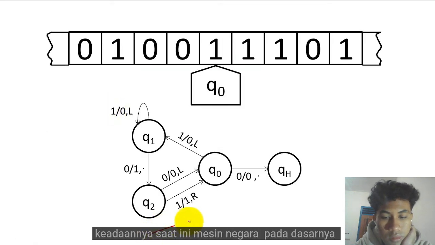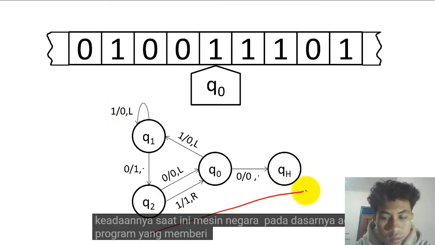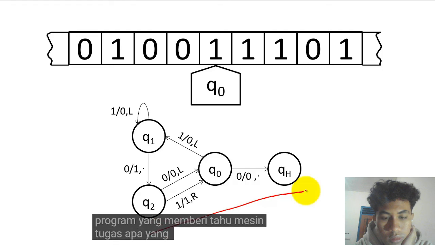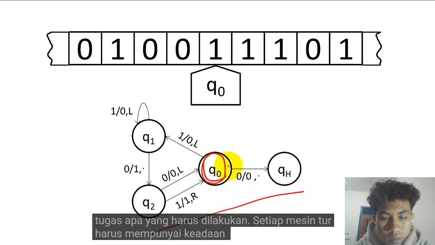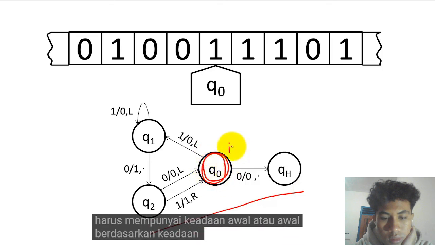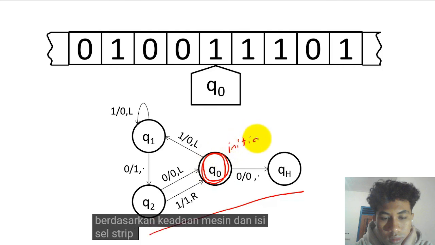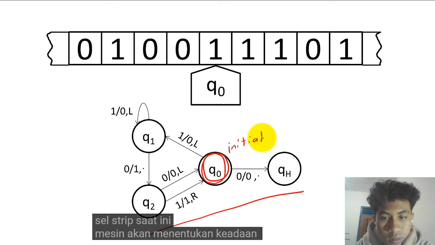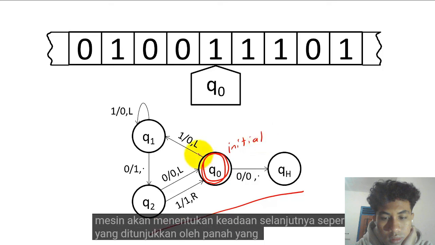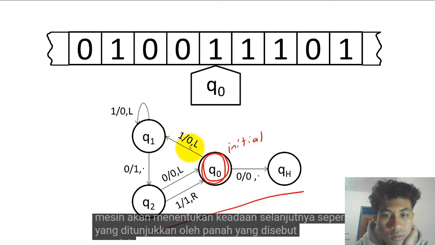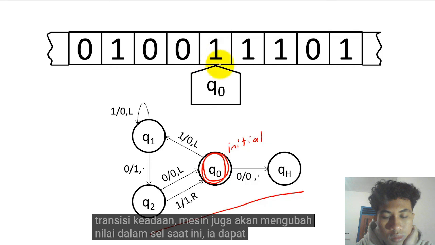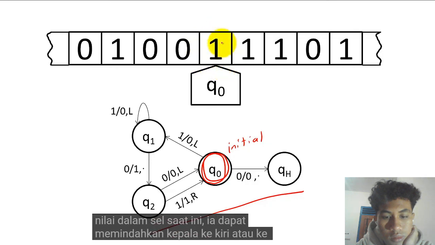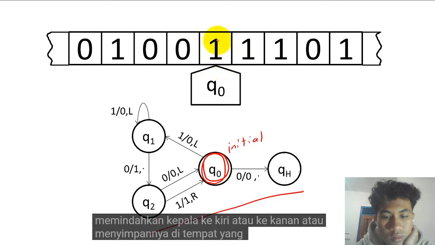The state machine is essentially the program that tells the machine what tasks to perform. Every Turing machine must have a start or initial state. Based on the machine's state and the contents of the current cell of the strip, the machine will determine its next state, as indicated by the arrow called a state transition. The machine will also change the value in the current cell and may move the head to the left or right, or keep it in the same place.